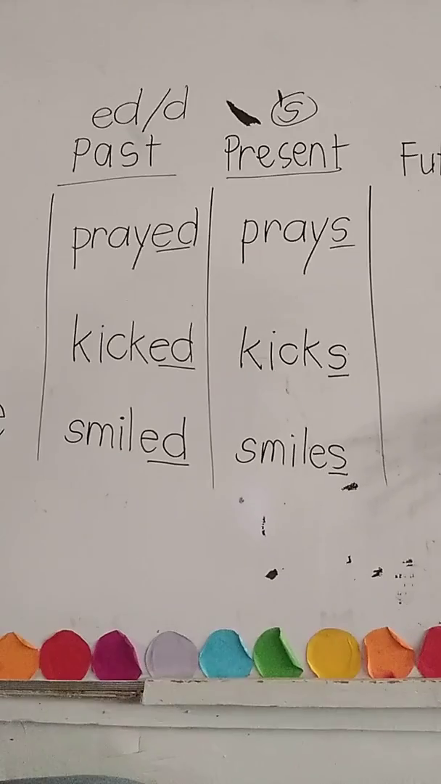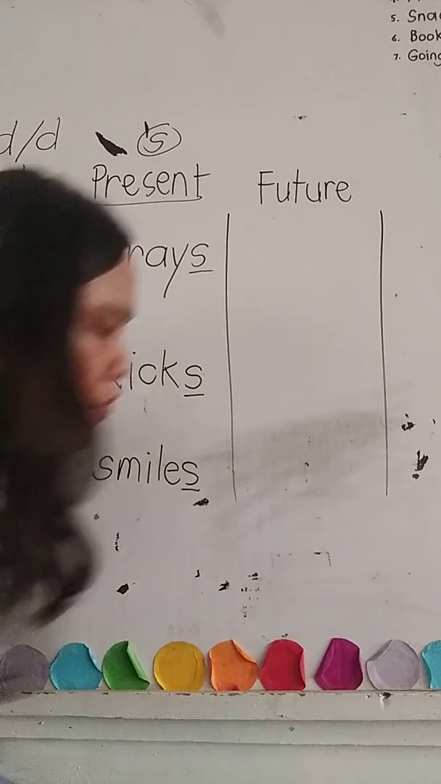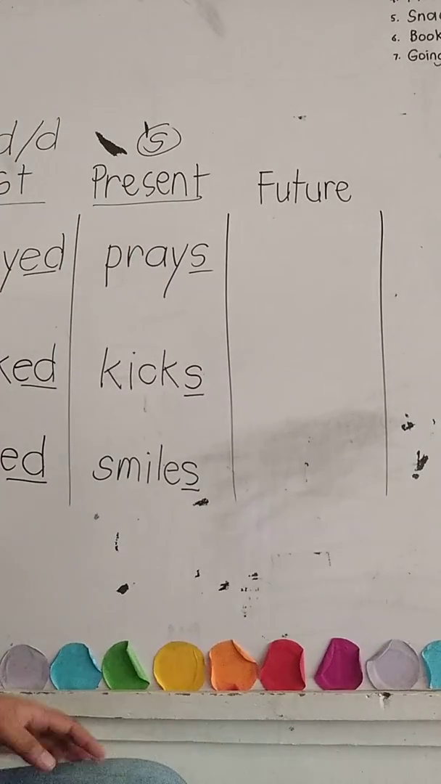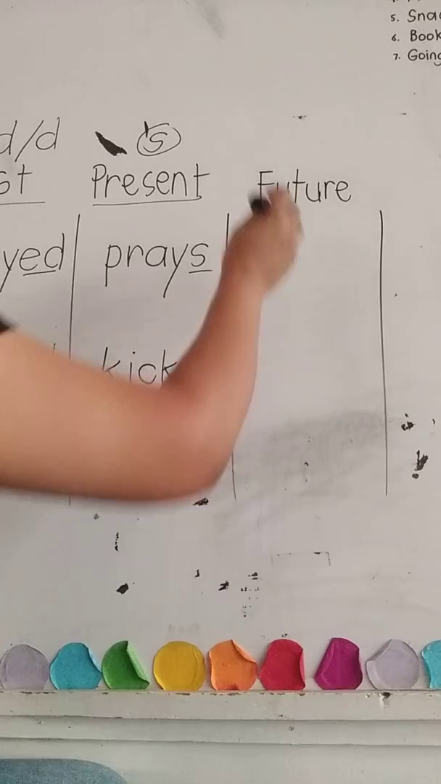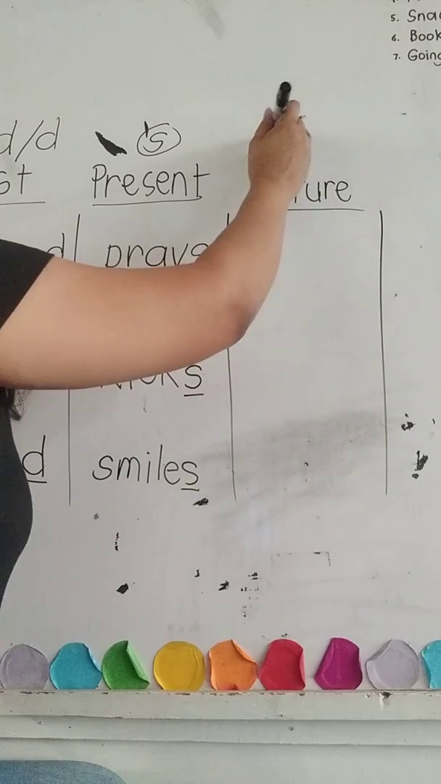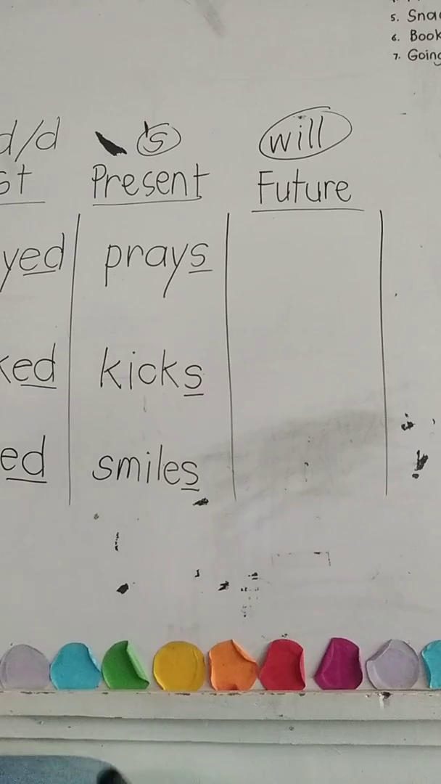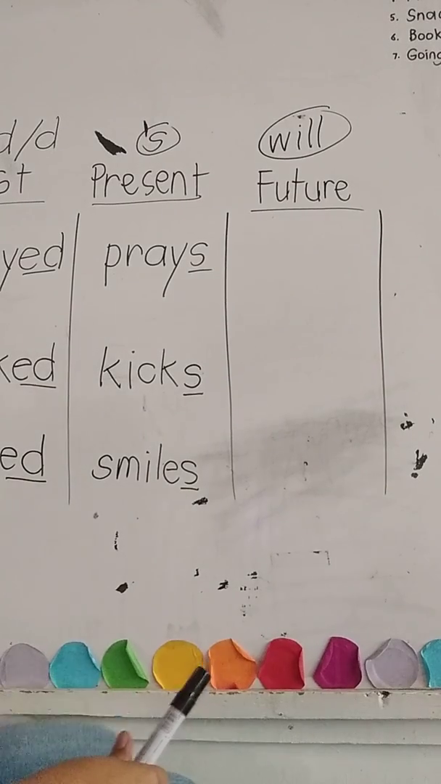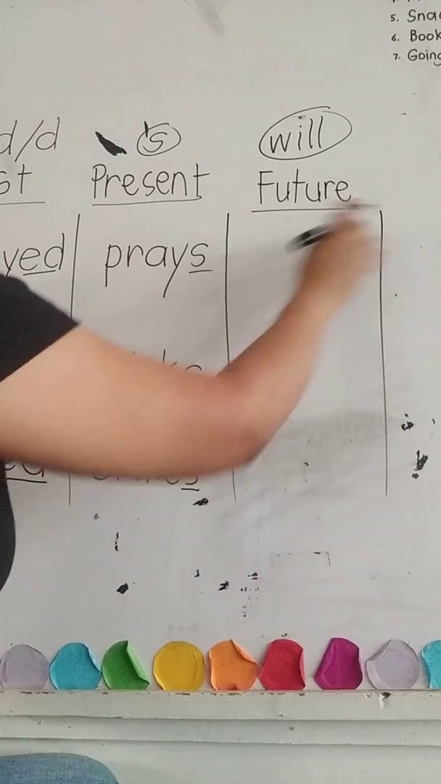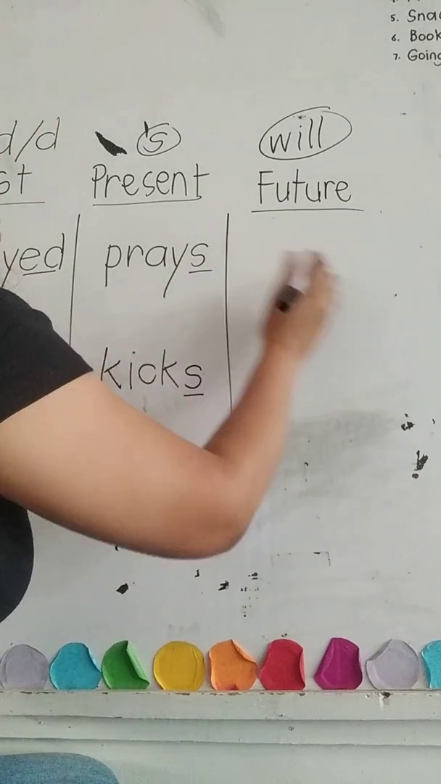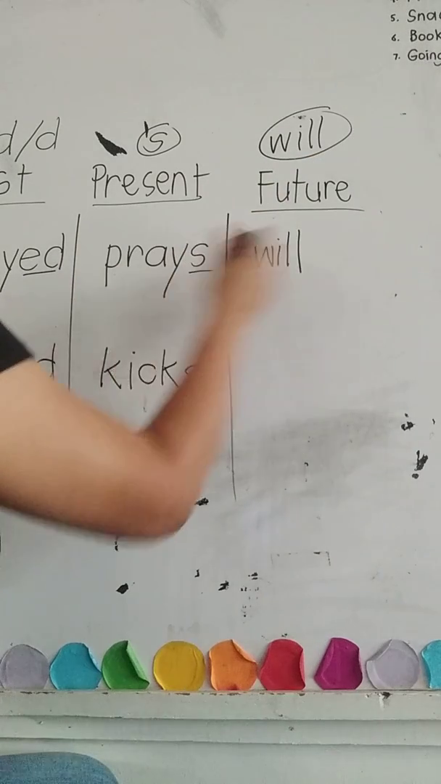Let's move to the last one. Future. Future means it will happen tomorrow or the next day or later. It has not yet happened. The clue for future is adding the word will at the beginning. Remember, it's not at the end, it's at the beginning. So first, you have to write will before you copy the word. Let me extend this. So we have will, then copy the word pray.